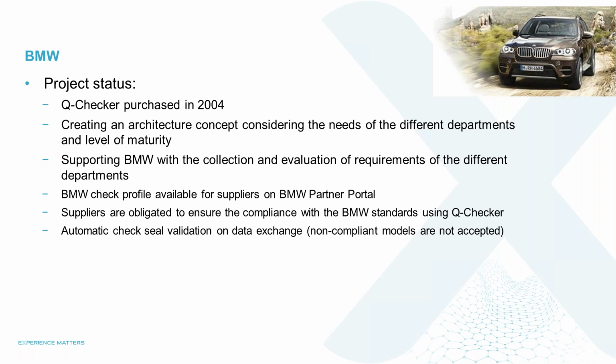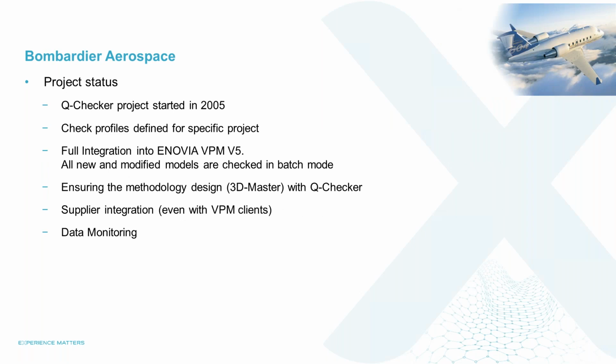In the same way, one more success story is Bombardier Aerospace. They purchased QChecker in 2005. They created their own profile for the specific requirements of their projects. It is already available with full integration into VPM V5, ensuring the methodology of design with QChecker, supplier integration, and data monitoring. So the major functionality of QChecker is to check the product data quality.